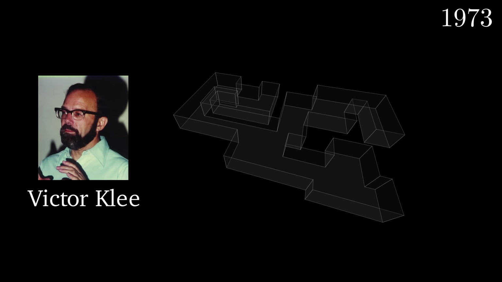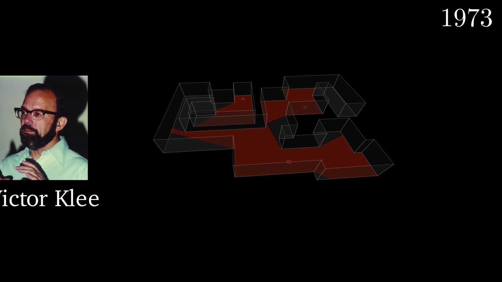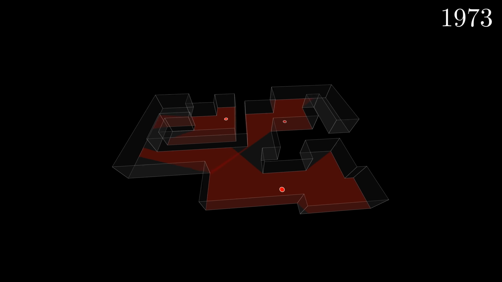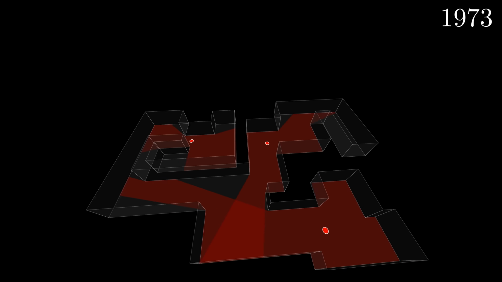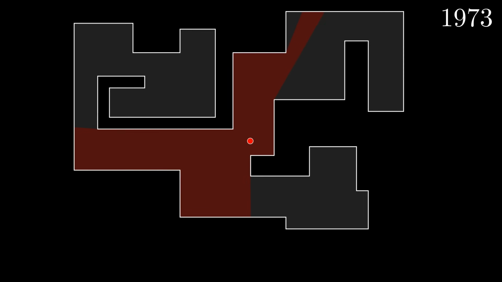In 1973, the mathematician Victor Klee proposed a new geometric puzzle, which basically consisted in answering how few guards would be sufficient to ensure that an art gallery be fully guarded, assuming that the guard's field of view covers 360 degrees as well as an unbounded distance.